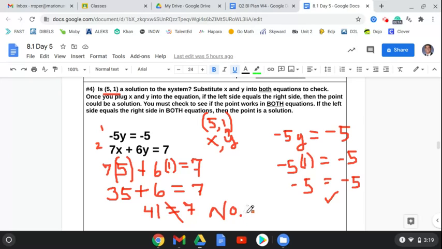So no, this is not a solution. Okay, this point must be true in the first equation and in the second equation for it to be a solution to the system.